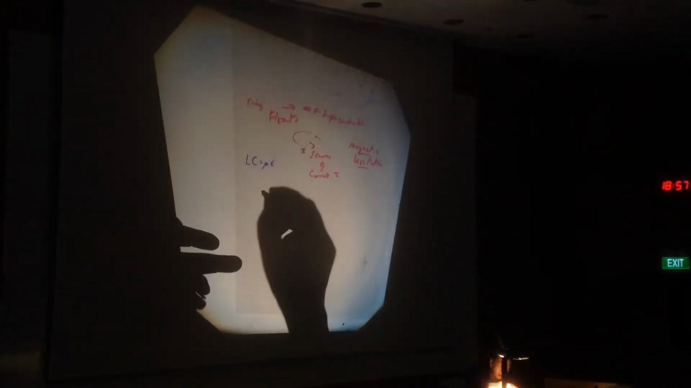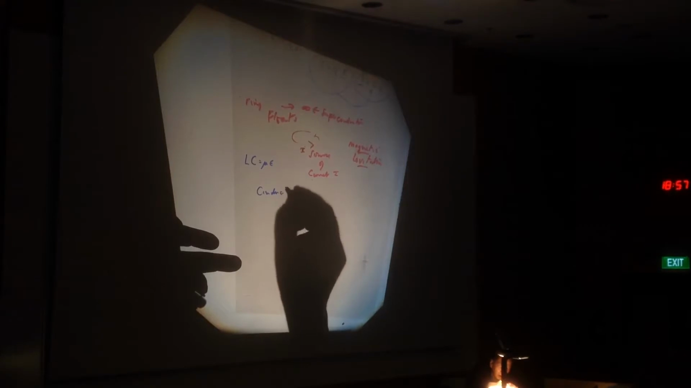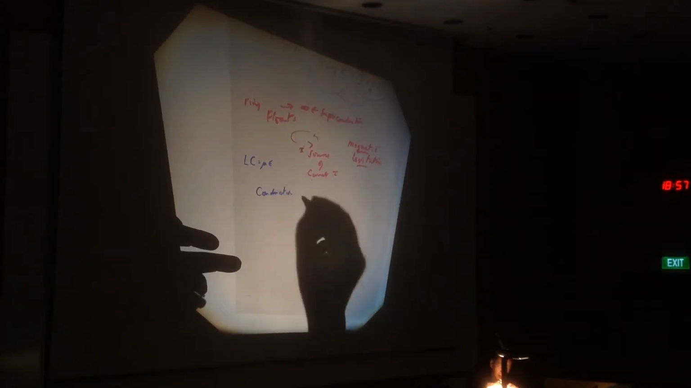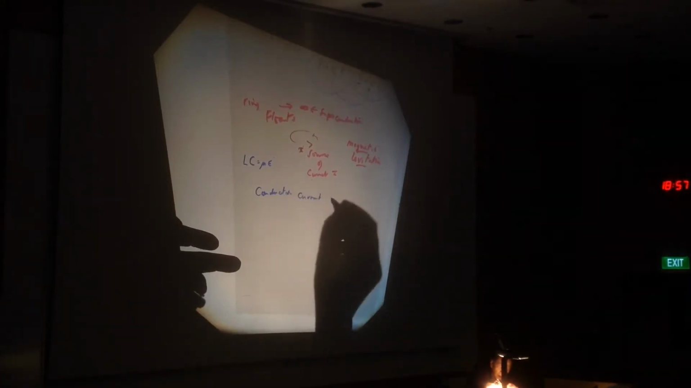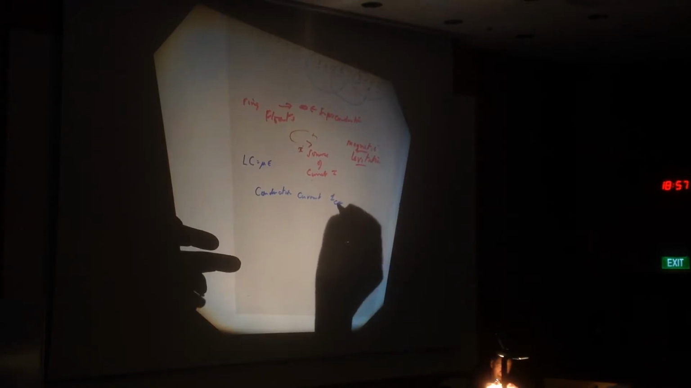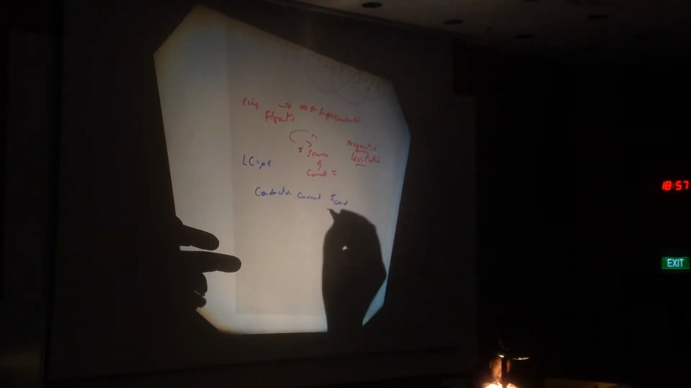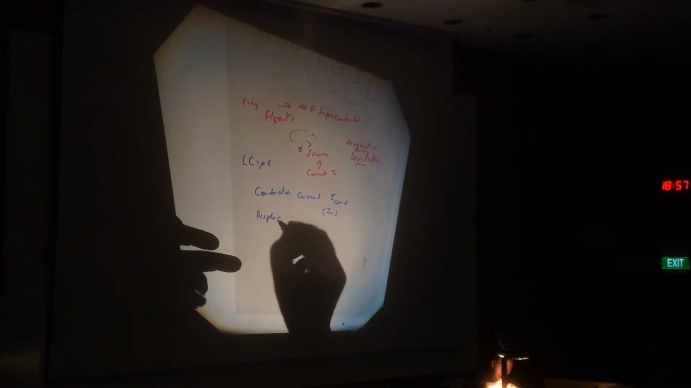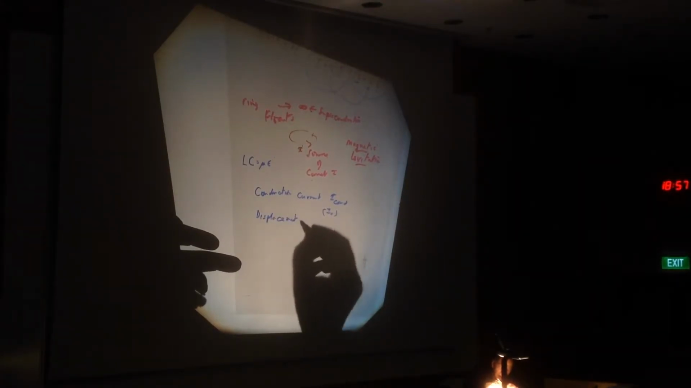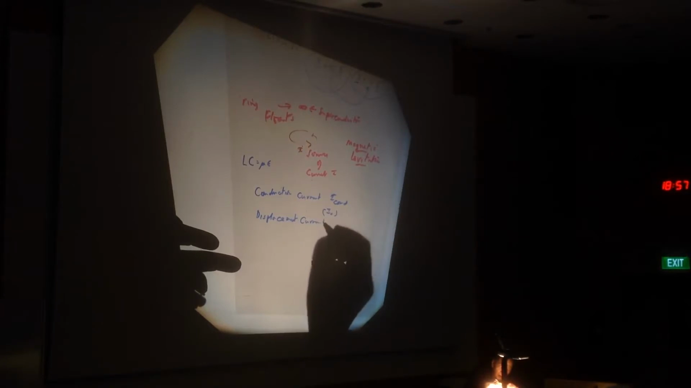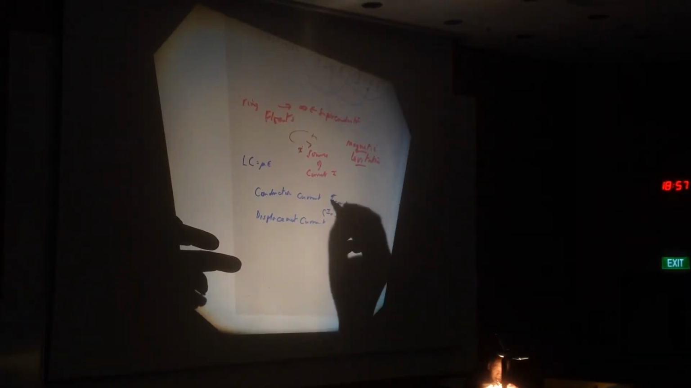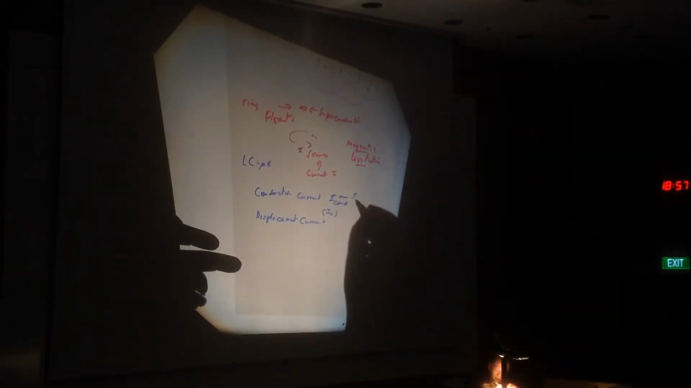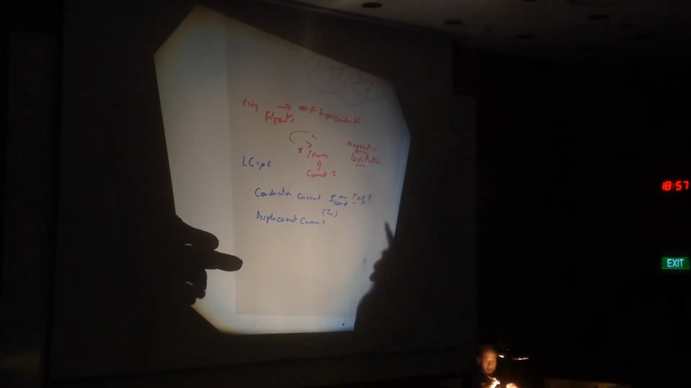So conduction current, IC, and then a displacement current. Good. So JC, this one is related to conduction current. J is sigma C dot E. You have the electric field, you have sigma C, the conductivity.